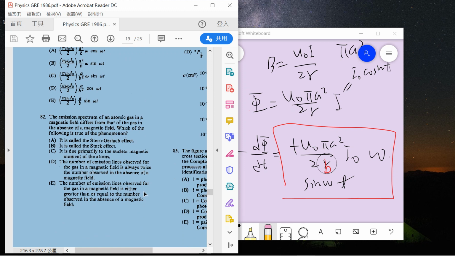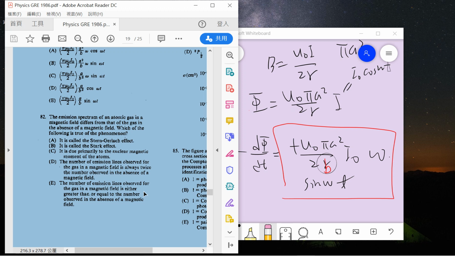Question 82 is somewhat like scientific common sense. It asks about an atomic gas in a magnetic field, and how it differs from the gas in the absence of a magnetic field. The A option is Stern-Gerlach, which is about the spin, right? The electron has spin. So for 82, we can make a reservation for A.